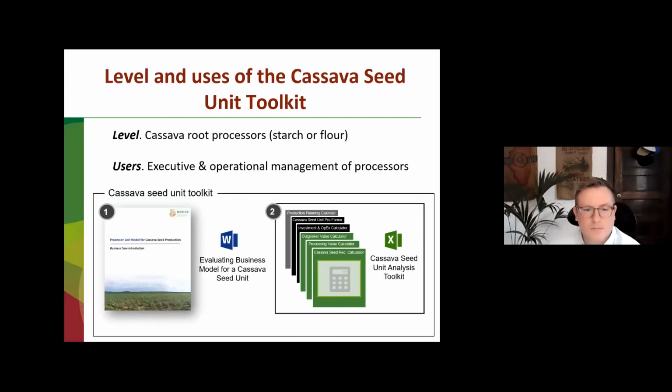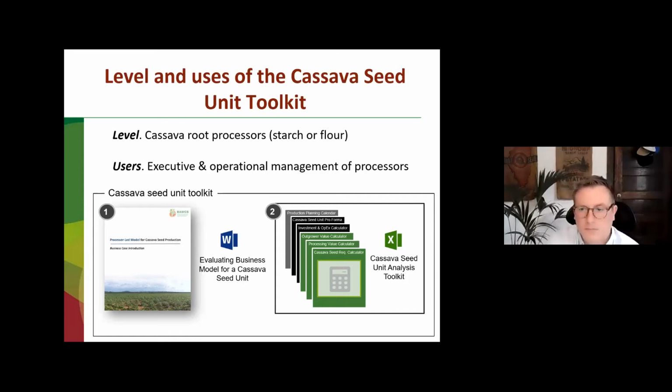Now, we've been asked by processors we worked with for a turnkey guide to evaluating the ROI of establishing a Cassava seed unit. And the reality is that it's not an off-the-shelf product. A Cassava seed unit, like any business, relies on a number of assumptions, some of which are more valuable than others. So rather than build a static reference guide, we developed a dynamic toolkit of customizable business analysis resources to guide processors through their due diligence process.